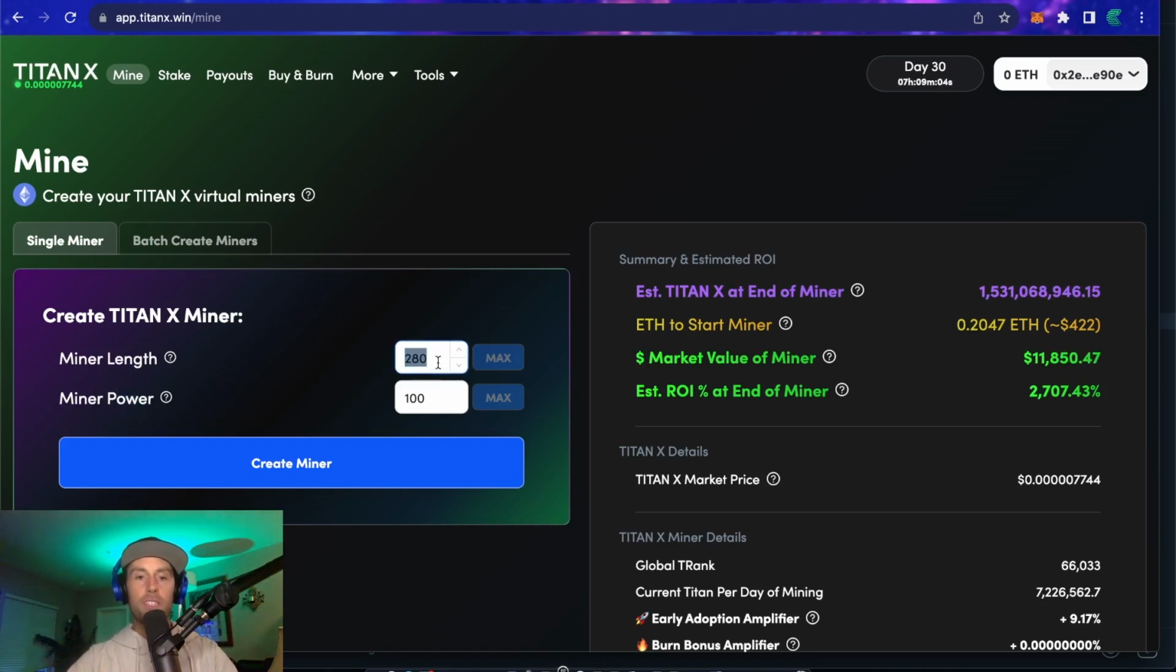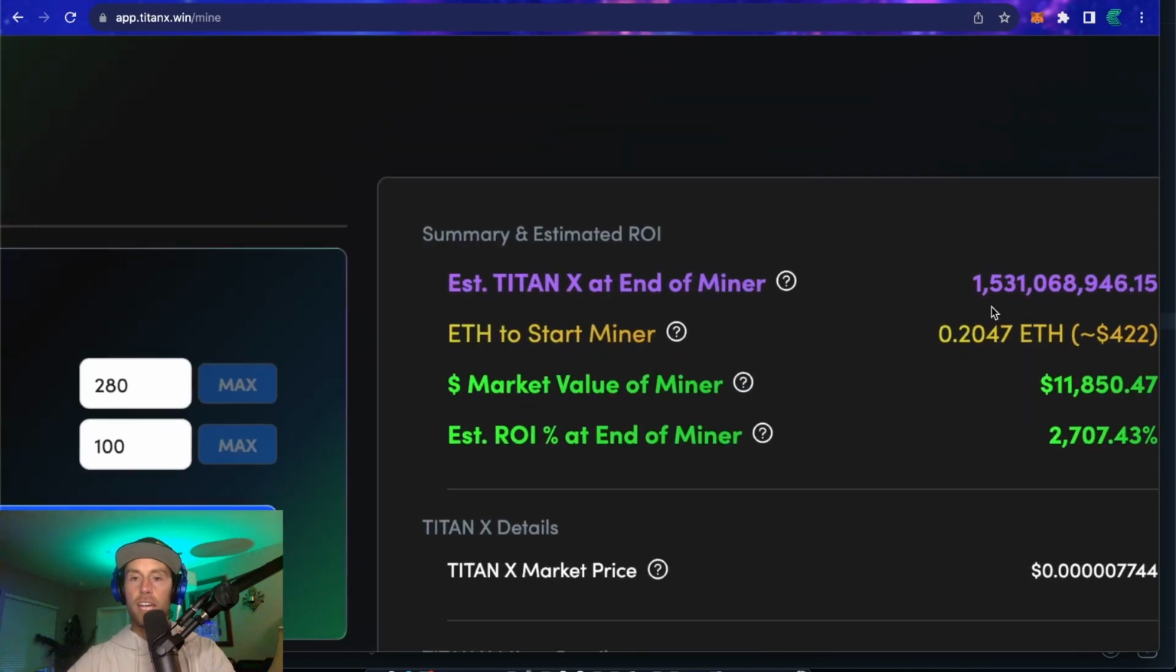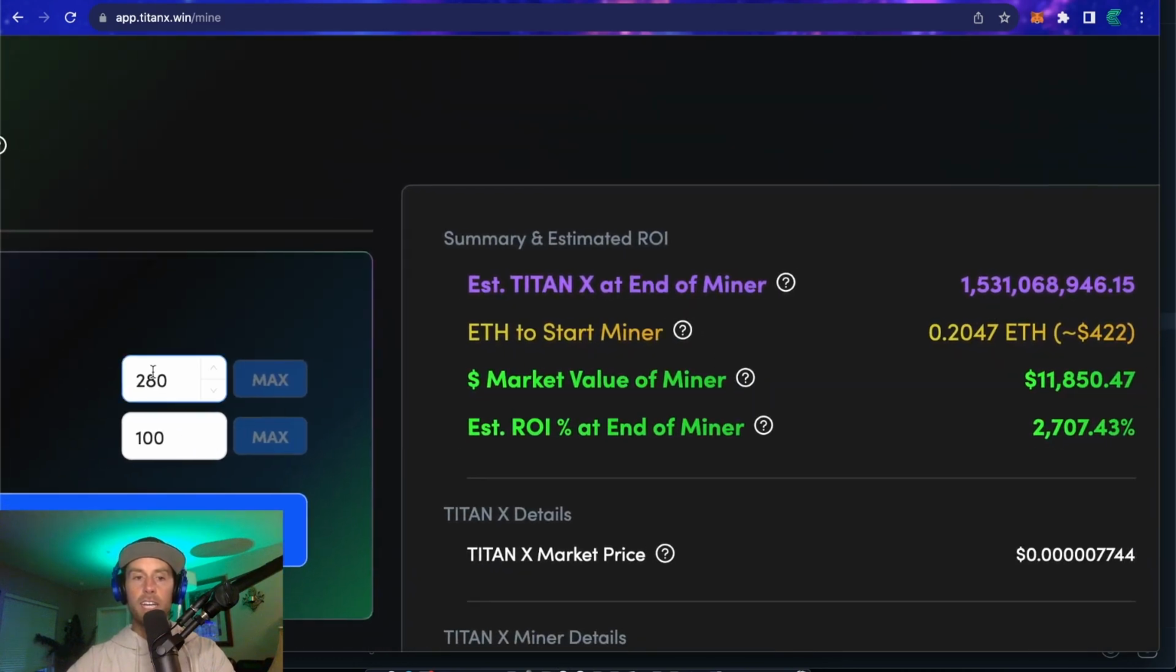But what happens is when you change the days, I want you to watch the TitanX over here in the top right corner and how much that increases or decreases. So 280 days gives you 1.5 billion. If I delete a 0, all of a sudden now I'm only getting 214 million. And if I go down to 2 days, I'm only getting 15 million.